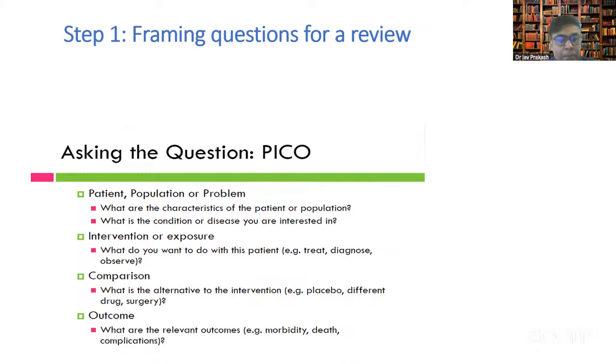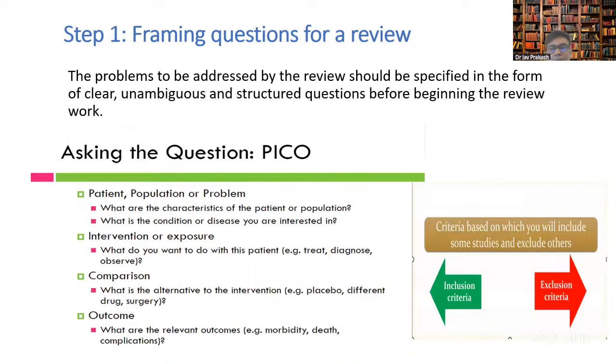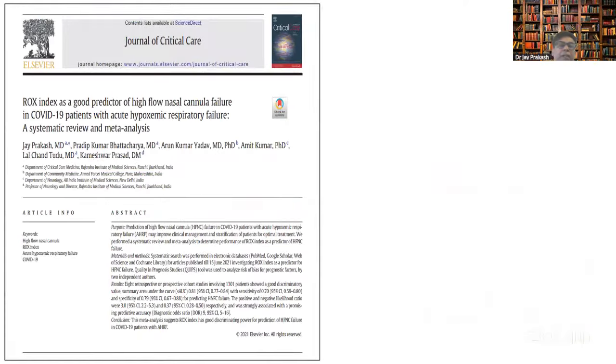Now for comparison, what exactly we are doing is seeing the alternative, whether compared with a placebo or with some different drug. And finally, outcome: what is your outcome objective? By making that, we are framing a research question. Why? Because the problem to be addressed by the review should be specified in the form of a clear, unambiguous, and structured question before beginning the review work. By inclusion and exclusion criteria, you can get the number of studies based on the pre-registered protocol.